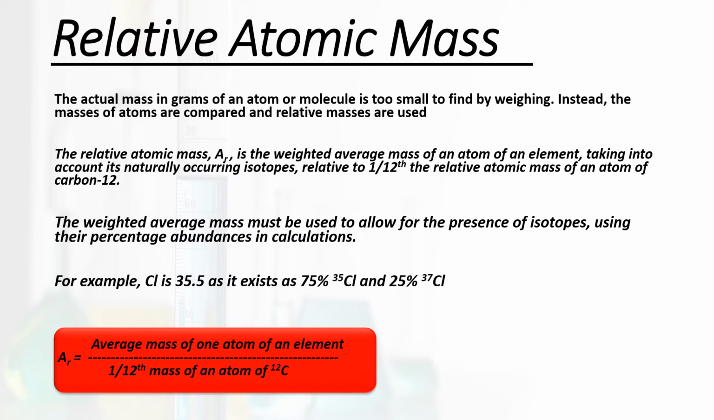But for a really simple example, we know that chlorine exists with an atomic mass of 35.5 if you look at your periodic table, and the reason for that is because actually the naturally occurring isotopes are chlorine-35 and chlorine-37, and it exists as 75% chlorine-35 and 25% chlorine-37. And so the weighted average of 75% of 35 and 25% of 37 gives us 35.5. We can also write it down as a more mathematical equation, and so we can say that Ar is the average mass of one atom of an element divided by 1/12 the mass of an atom of carbon-12.